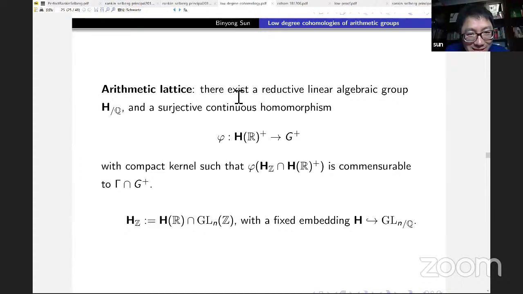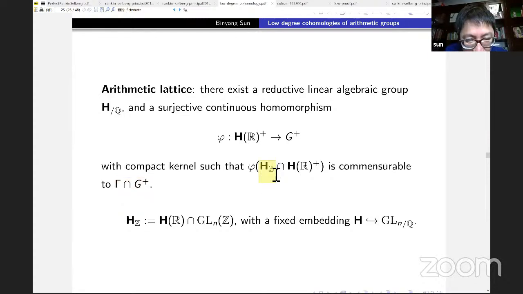This means there exists a reductive linear algebraic group H over Q and a surjective continuous homomorphism from the real group HR plus to G plus, such that this map has compact kernel, and the image of this lattice is comparable to this gamma intersect G plus.